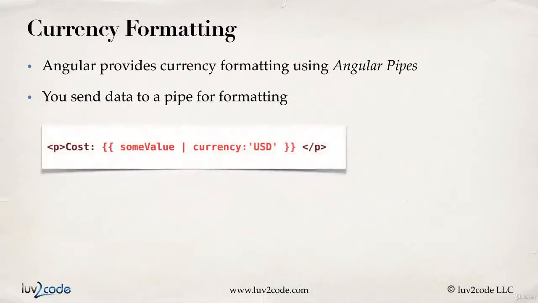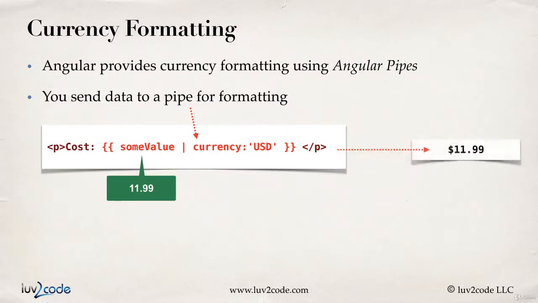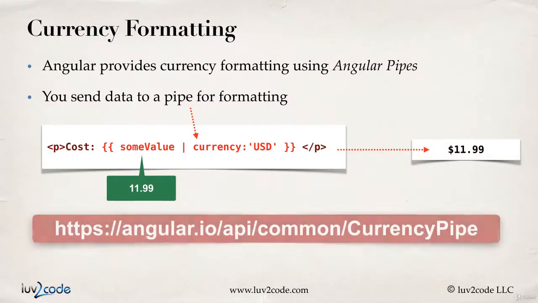As an example here, we have this cost and then some value. Let's say, for example, the value is $11.99. Then we can pipe it through the currency pipe for US dollars. This will give us the output of $11.99 with the US dollar symbol. Now, if you'd like to get more details on the currency pipe as far as other formats and so forth, you can go to the link here on the slide.